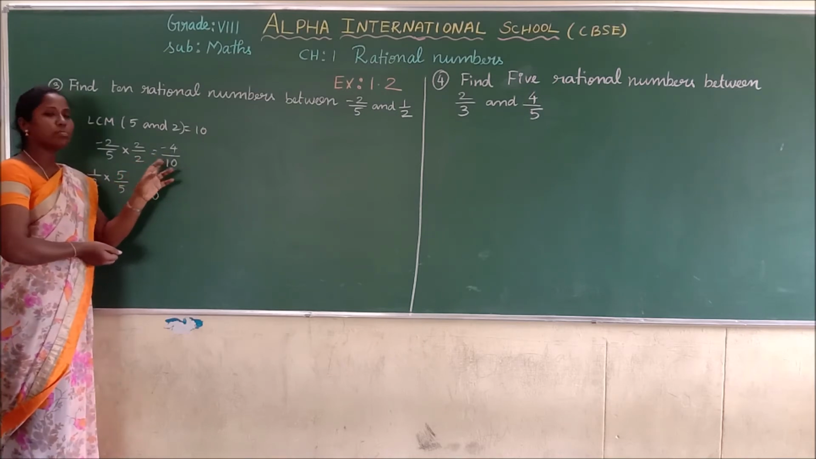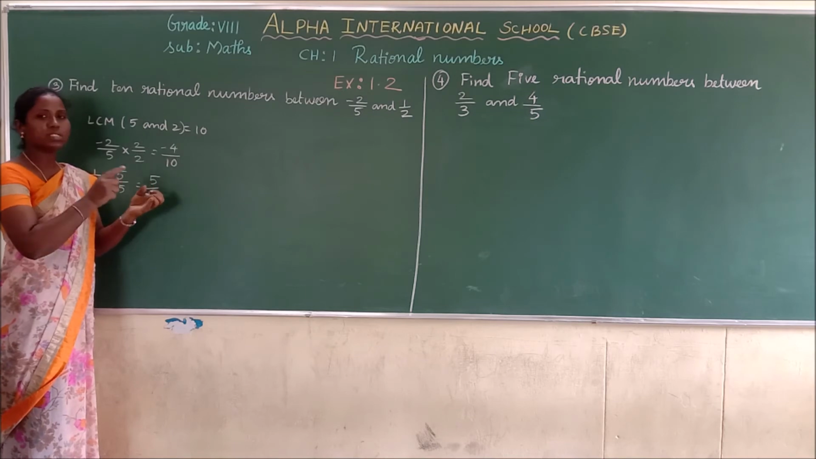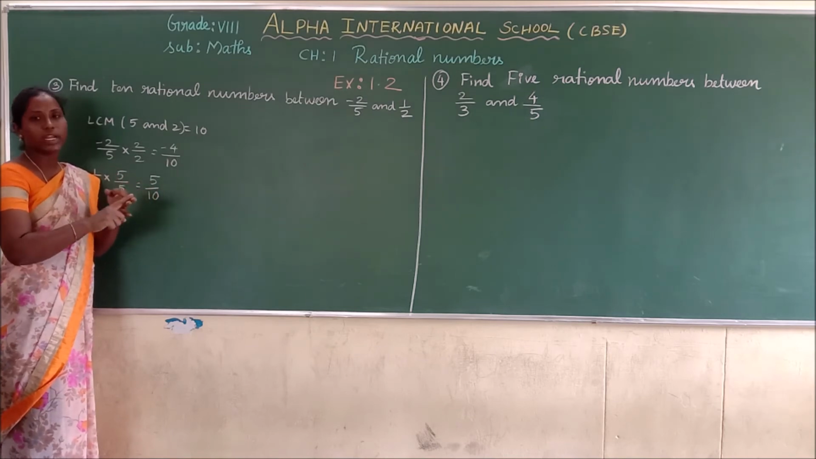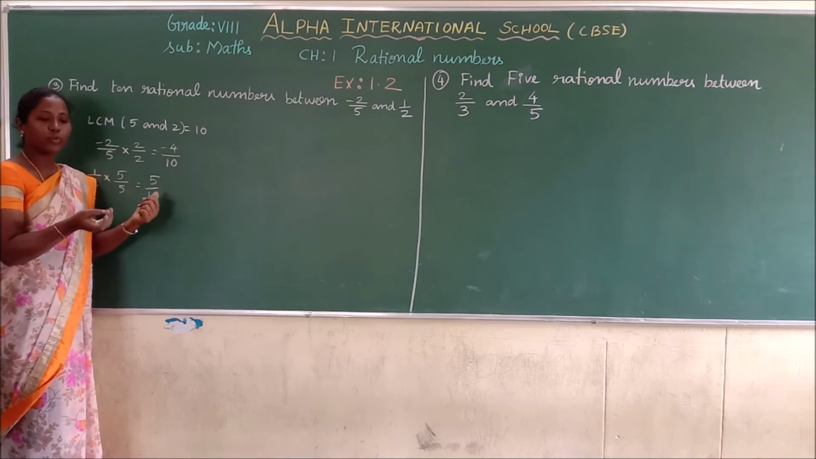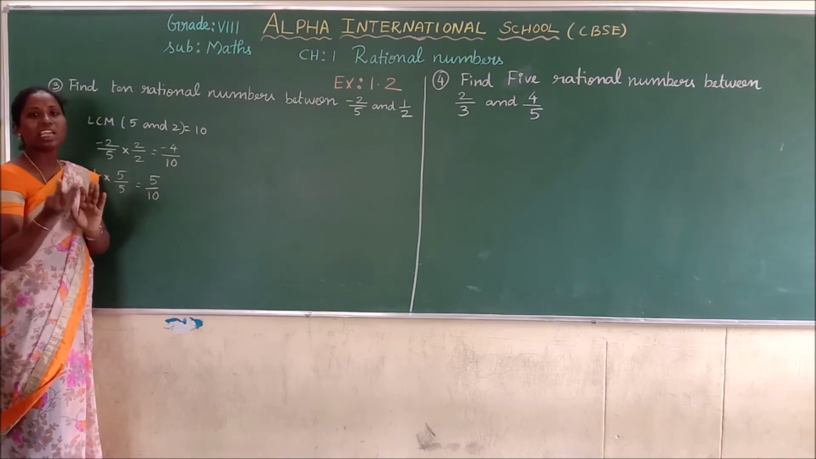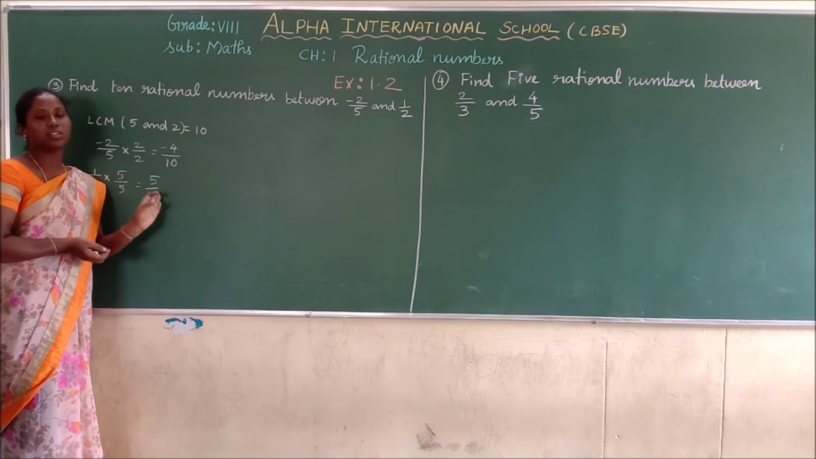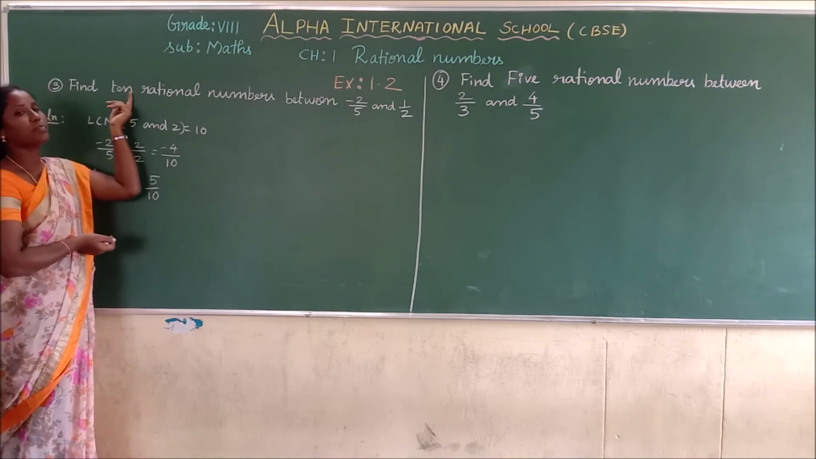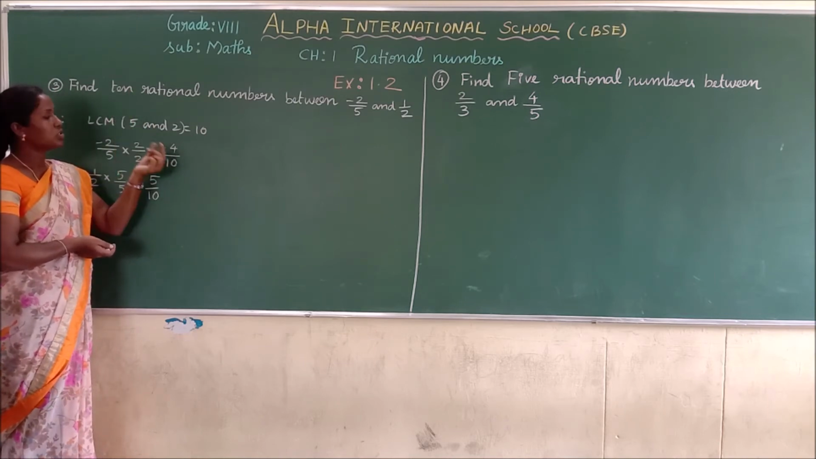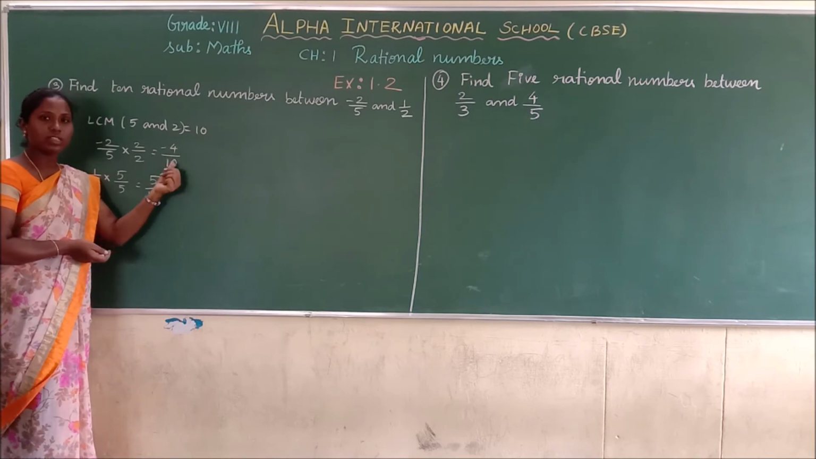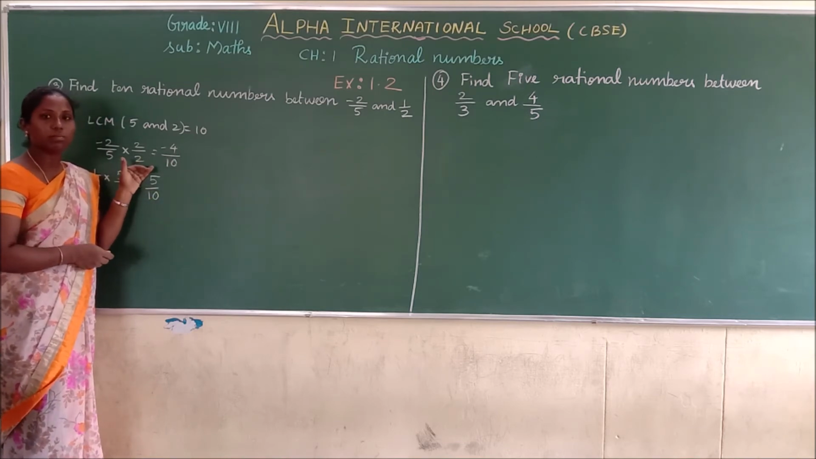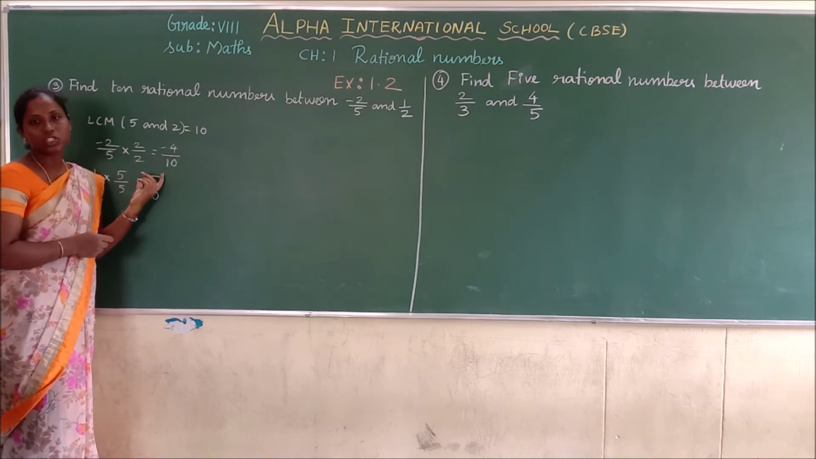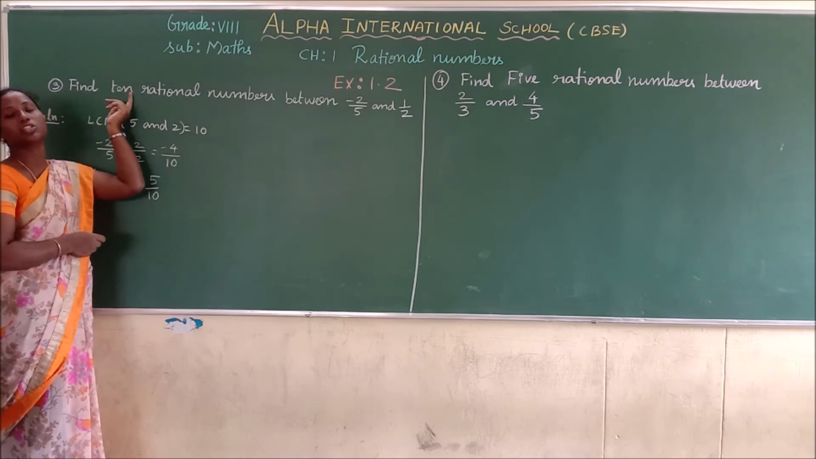So we are having a gap between them. Minus 4 means the next numbers will be minus 3, minus 2, minus 1, 0, 1, 2, 3, then 4. So we are getting just only 8 numbers between these two rational numbers. But the question is we have to find 10 rational numbers. So we can identify some rational numbers between them, but we can identify only 8. But the question asks for 10 rational numbers.